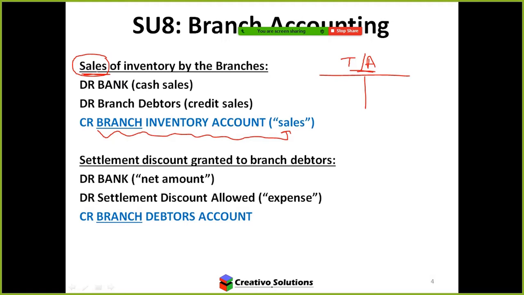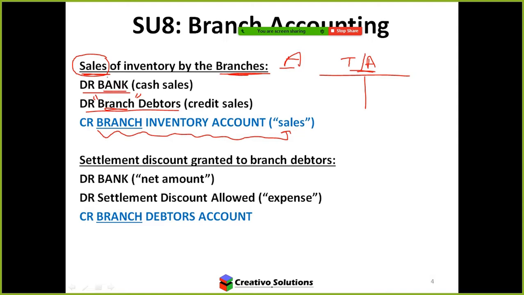When you're looking at sales of inventory by the branches, if branch A had to sell goods, branch A would have to either debit bank if it's cash, or they would have to credit the branch debtors. Notice, you have to identify where the debtors are. If it's cash, cash is cash. You don't have to say branch bank. Bank is bank, money is money. Remember, it's all one company.